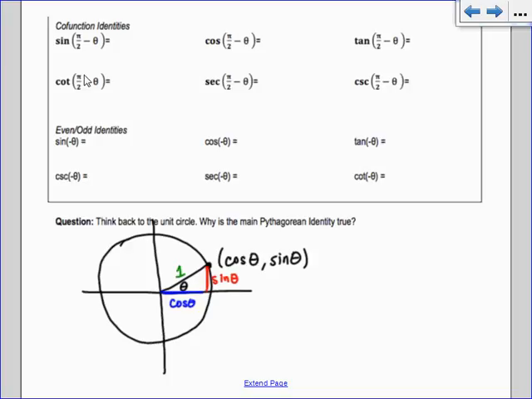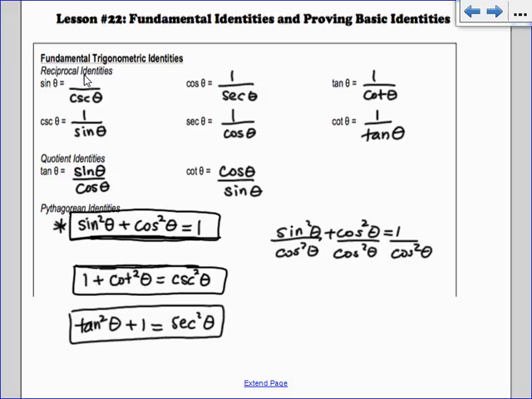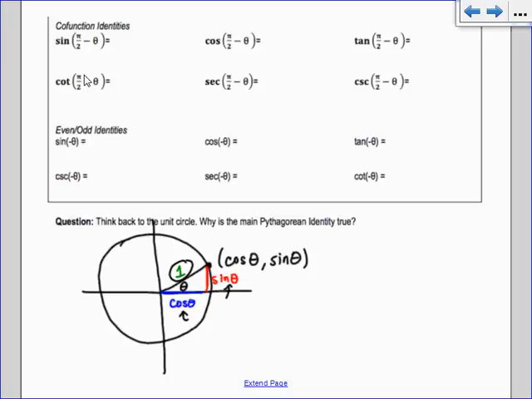So our x is the cosine, and our y is the sine. So cosine squared theta plus sine squared theta equals the hypotenuse squared, which is 1. Okay, and we have it. So that's why it's true. That's why we call them the Pythagorean identities, because that's all you're doing, the Pythagorean theorem.